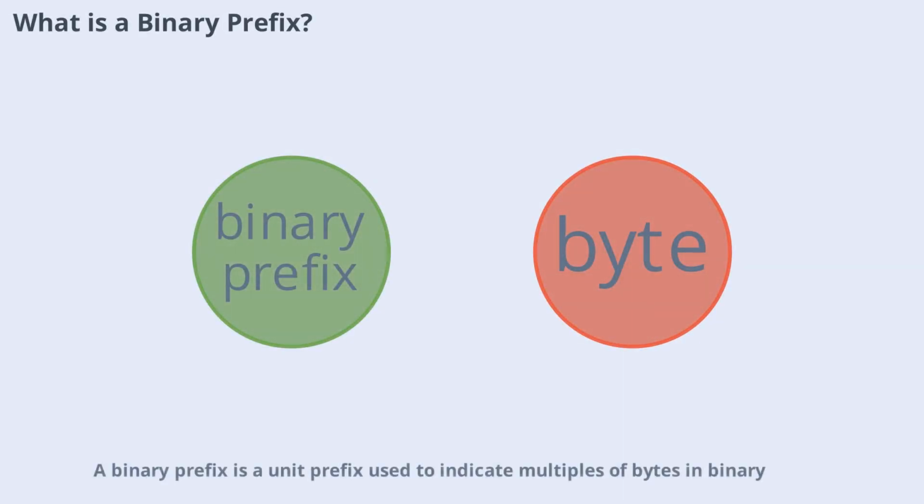A binary prefix is a unit prefix used to indicate multiples of bytes in binary. In simple terms, it helps us express large amounts of data in a way that aligns with how computers actually process information. For example, when you hear the term kilobyte, the kilo part is the prefix. Since bytes are the smallest unit of data a computer can store, we need prefixes to talk about larger quantities efficiently. Let's see how these prefixes work and why they're important.